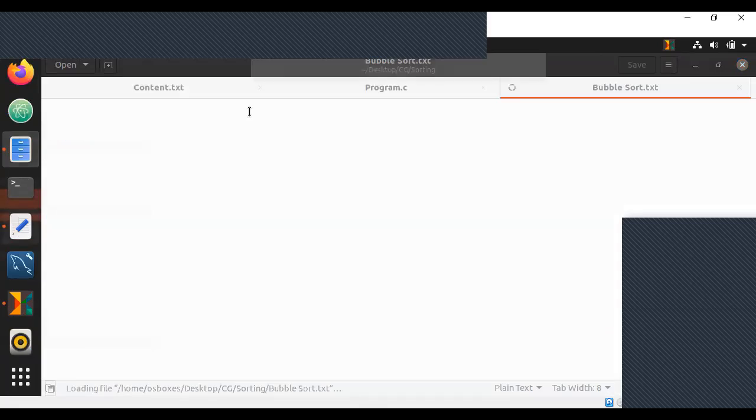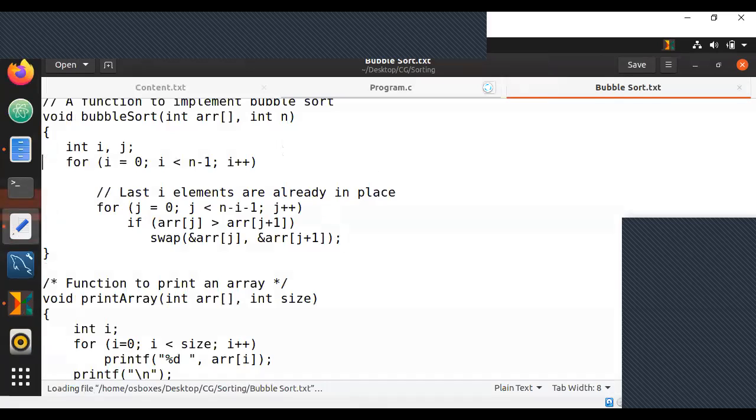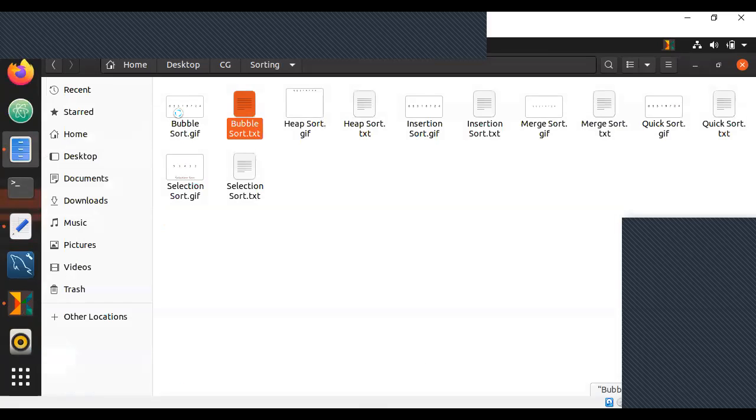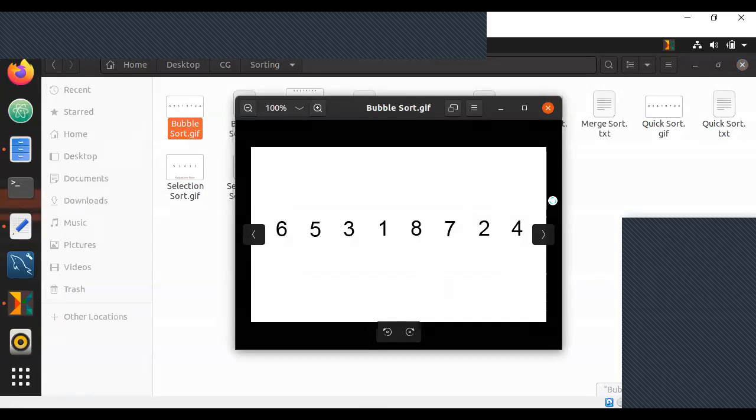Now, to understand sorting algorithms, let's go from one sorting algorithm at a time. Now, we'll begin with bubble sort. Now, if you don't know what bubble sort is, just observe this for a minute.